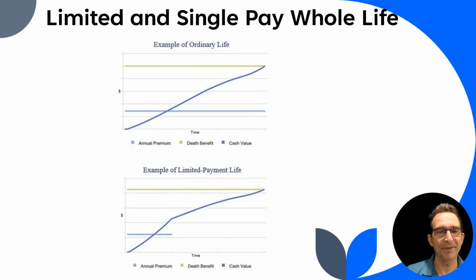Again, you're just changing those three variables that we talked about. If I make a single payment, I can make a limited payment, or I can stretch my premium payments out over the entire course of my life. Those are all different options that are available to me.